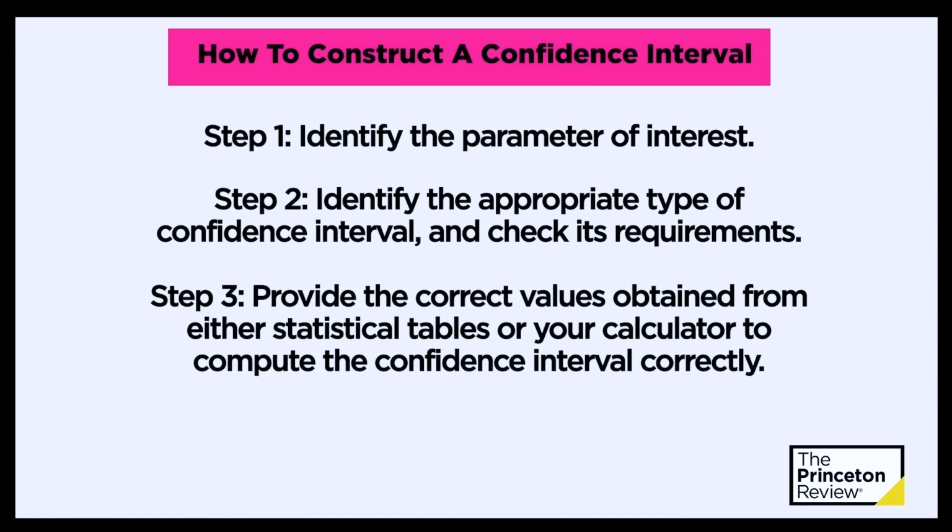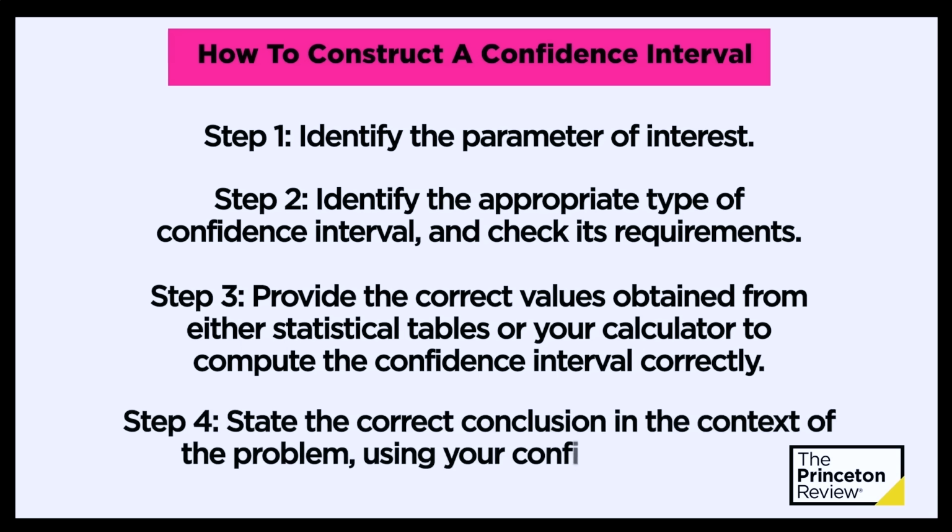After you've computed the correct confidence interval, be sure to state it as a lower limit and an upper limit. So, for example, P equals 0.62, 0.68. That leads us to step number 4, the final step. You should state the correct conclusion in the context of the problem using the confidence interval. So, for instance, if your 95% interval for P is indeed 0.62, 0.68, then write, we are 95% confident that the proportion of voters in Iowa in favor of the governor's position is between 0.62 and 0.68.